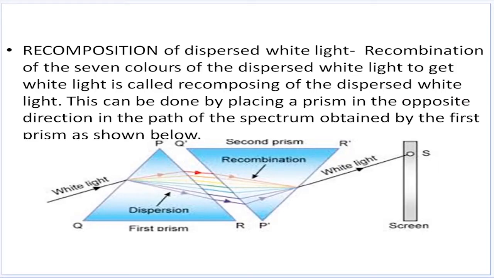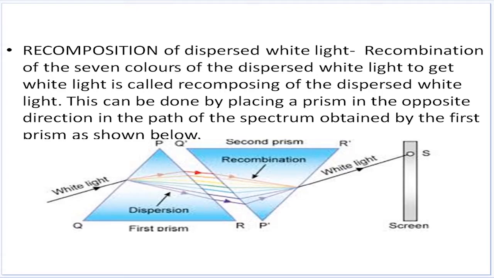Okay, next one. Scientists argued that white light is not formed of 7 colors, rather it is the prism which produces the colors. So Newton did an experiment to show that it is actually the white light which is made up of 7 colors, and it is not the prism which produces the colors. If a prism is able to break up white light into 7 colors, then if 7 colors are allowed to fall on it, it should be able to recombine them and produce white light. And therefore, we have an arrangement in which recomposition of the dispersed white light takes place.